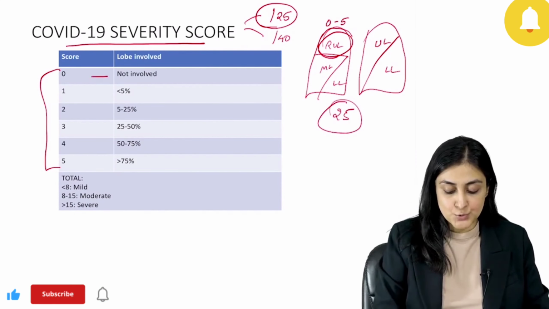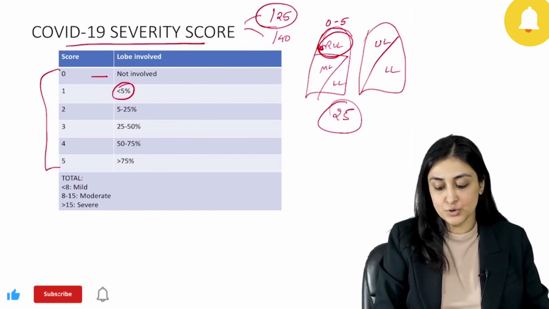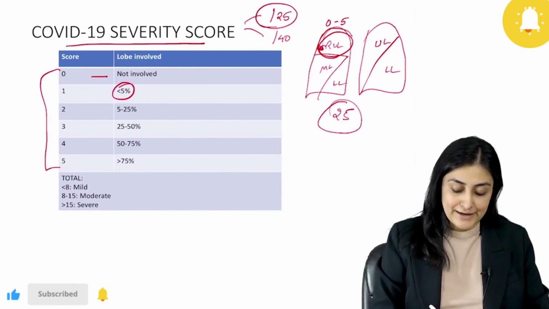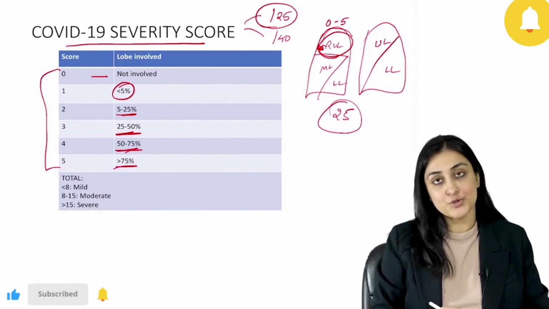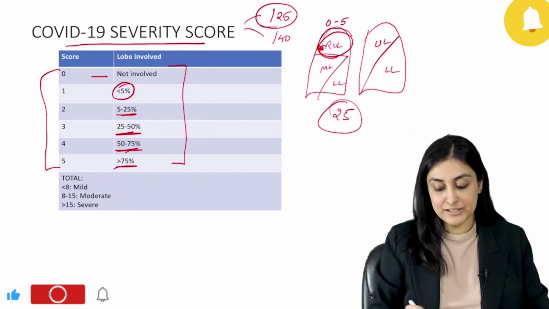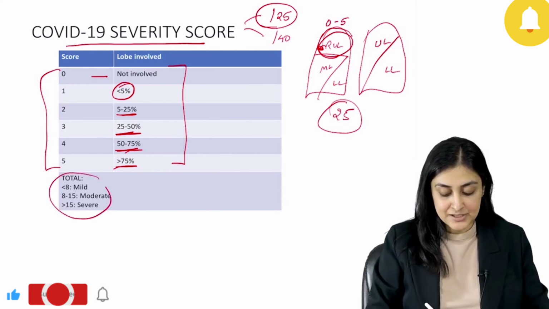Okay, so if there is no involvement, 0. If there is less than 5% involvement of the lobe, that is 1. 5 to 25, 2. 25 to 50, 3. 50 to 75, 4. More than 75, 5. So this is the kind of score we give based on the involvement of each lobe, add it up, and this is the severity score.